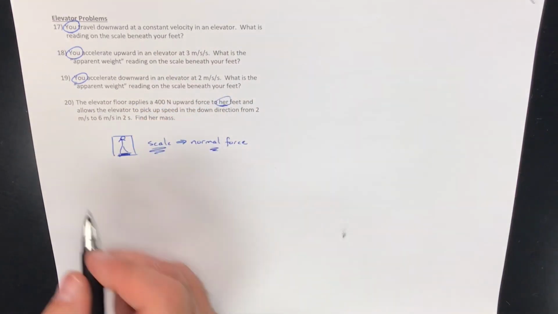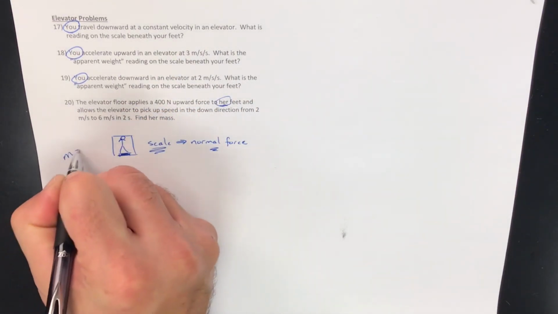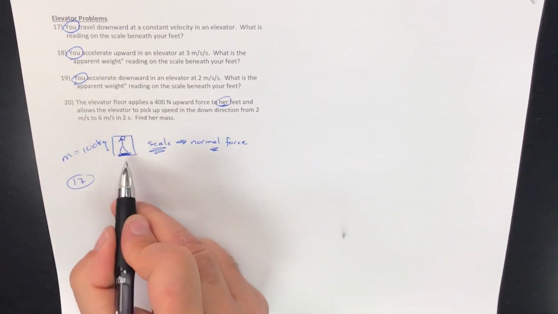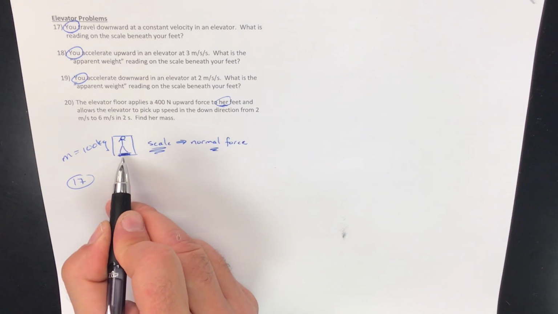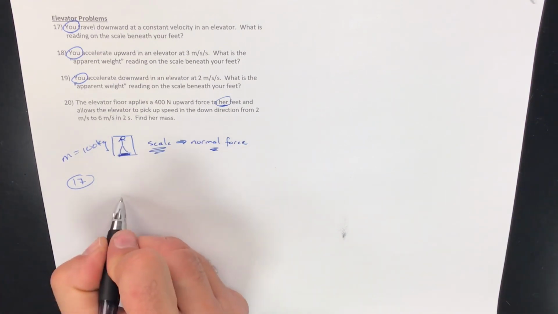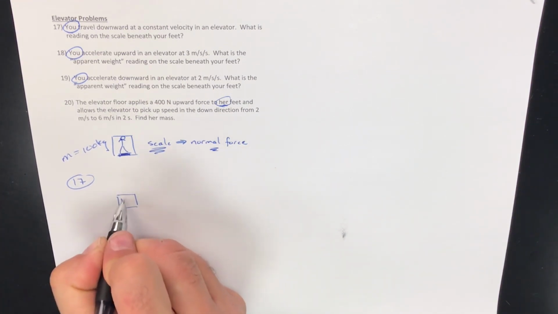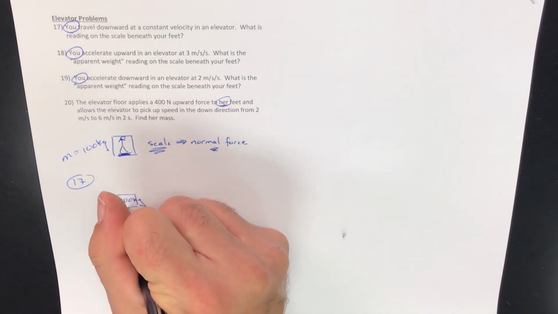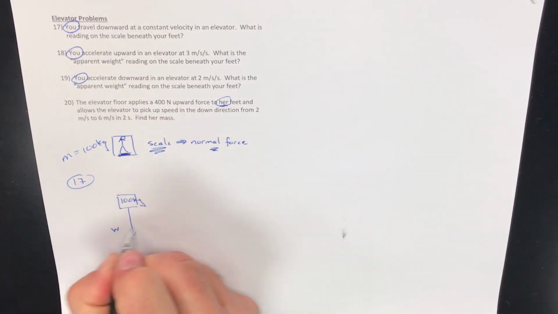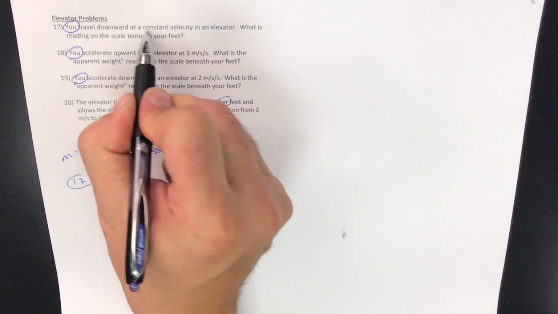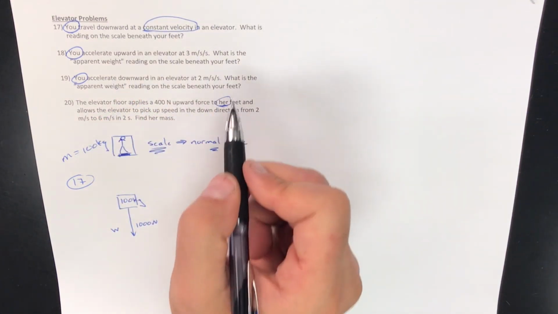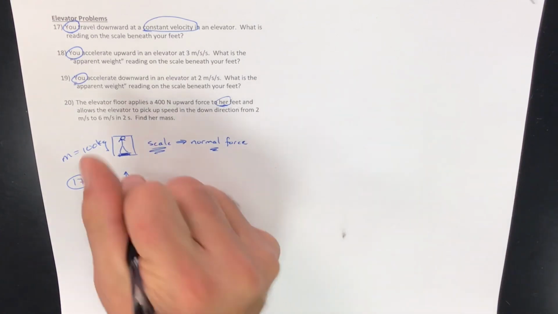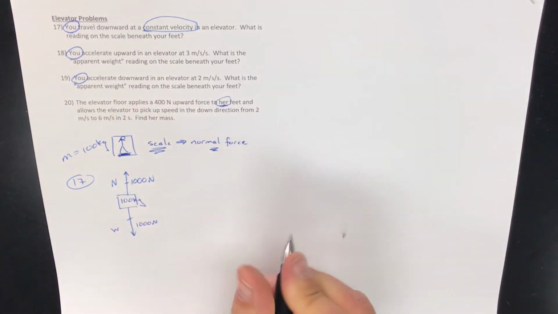So you travel downward at a constant velocity, and my mass is 100 kilograms. And for number 17, I draw my free body diagram. This elevator, you, scale, 3 objects, not a free body diagram. So here's me as a box, 100 kilograms, all the forces are up and down. My weight is 1,000 newtons. This one's constant velocity, 0 acceleration. That means that the normal force has to balance the weight, and that is 1,000 newtons.